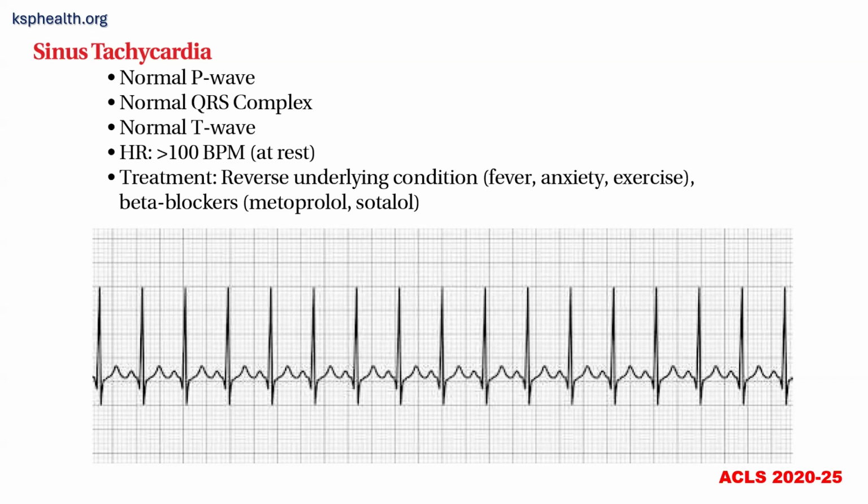The treatment reverses the underlying conditions. Oftentimes, sinus tachycardia is because of fever, anxiety, or stimulants. Sometimes you may have to use beta blockers like metoprolol or sotalol. But the most common is in a patient with hypovolemic shock, where the sinus tachycardia would be there. You have to reverse the underlying conditions. The sinus tachycardia reverses on its own.